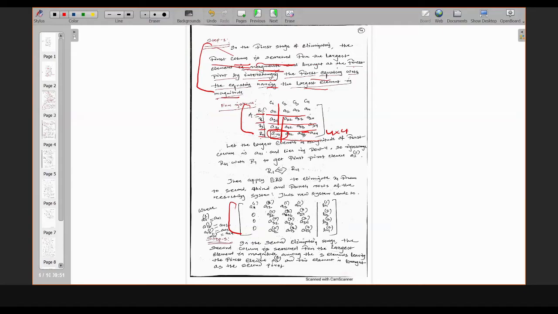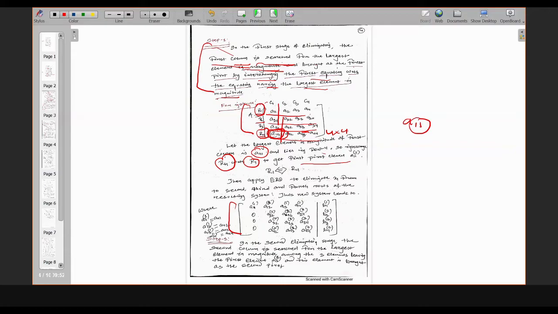Okay, so let's say the largest element is in A41. Where is it located? It is located in the R4 position. And that's why I had written here: let the largest element in magnitude of the first column be A41. It lies in row number 4, so we interchange row 4 with row 1 to get the first pivot element, because the first pivot element should be placed at the 1 position. So you need to interchange row 4 with row 1.